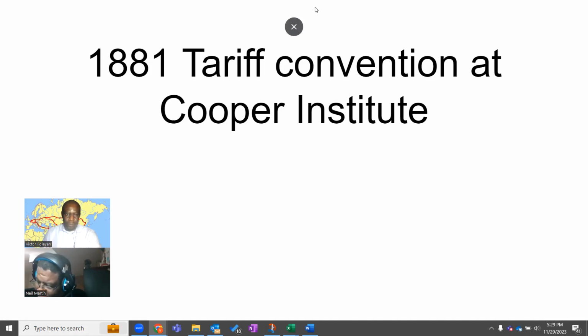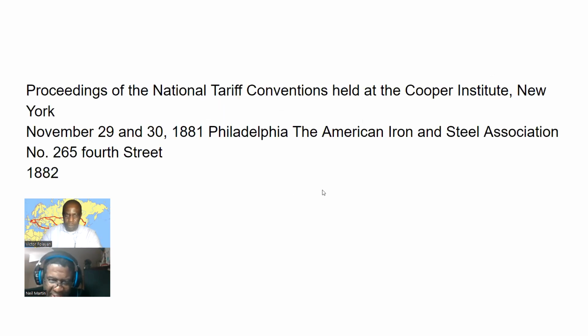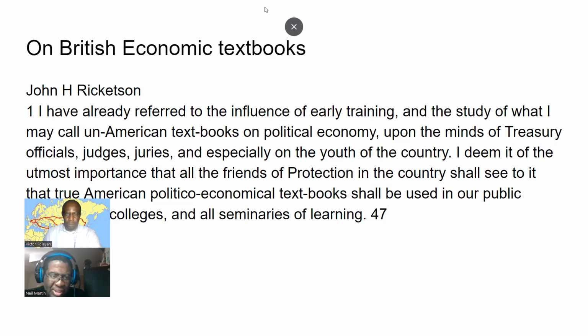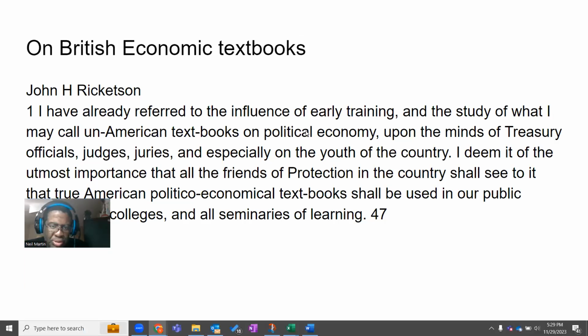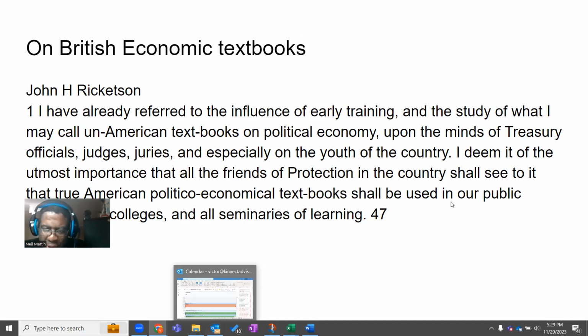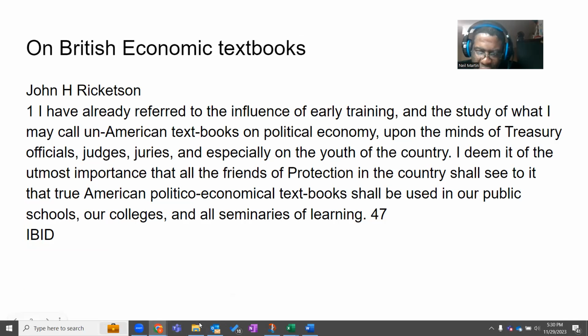Okay, Victor. You can go to the first slide. So this is on British economic textbooks. You had American textbooks in the United States of America that were heavily free trade. So the students in universities and colleges, if they learned economics, most of them, a good portion of them, learned free trade. And a person that attended the convention, John Richardson, said something about it in his speech.